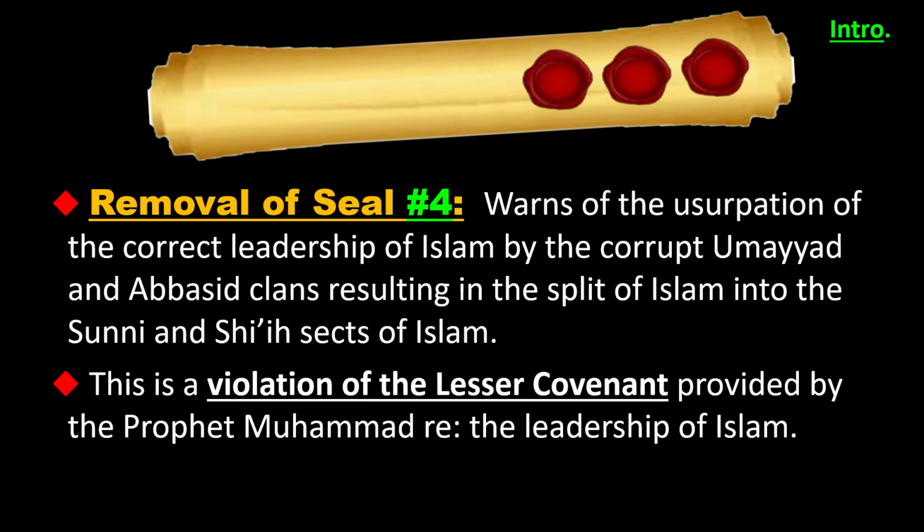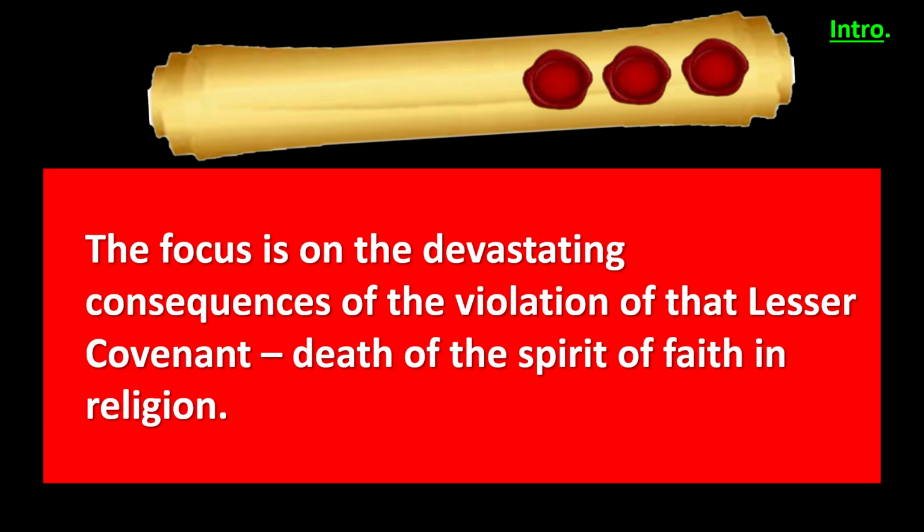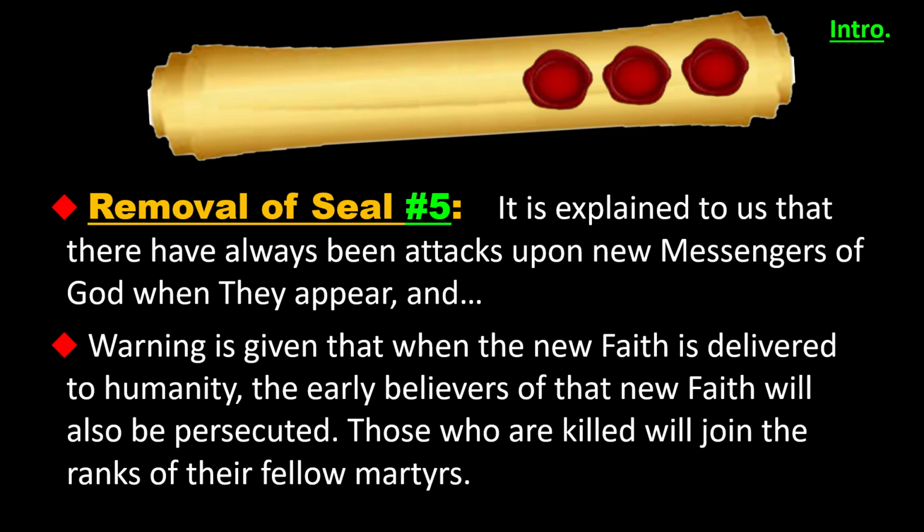With the removal of the fourth seal, the focus is on the devastating consequences of the violation of that lesser covenant, death of the spirit of faith in religion. With the removal of seal number 5, it is explained to us that there have always been attacks upon the new messengers of God when they appear, and a warning is given that when the new faith is delivered to humanity, the early believers of that new faith will also be persecuted. Those who were killed will join the ranks of their fellow martyrs, as we learned in chapters 6 and 7.